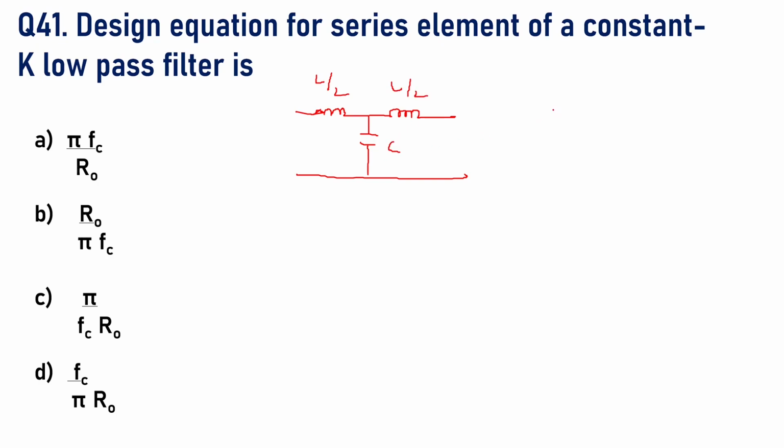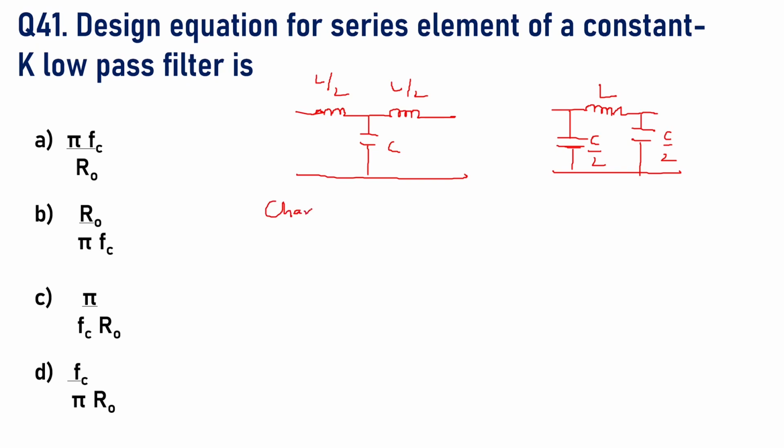Similarly, we can also have pi type low pass filter. Inductor here in series, and we can have a capacitor here and one more capacitor here. So this can be a pi type low pass filter where inductor is in series, and this is C by 2 and this is C by 2. Now in both the circuits we can see that the series element is inductor. Now to have an expression for inductor, we have to start our derivation from taking characteristic impedance.